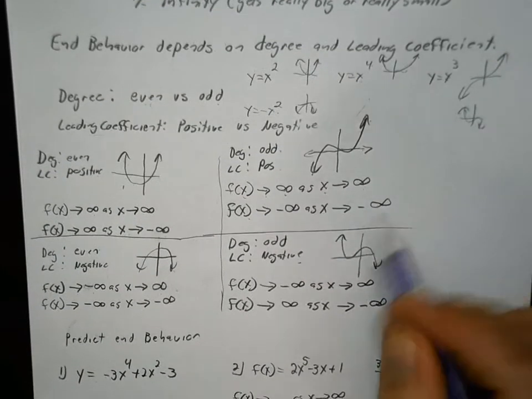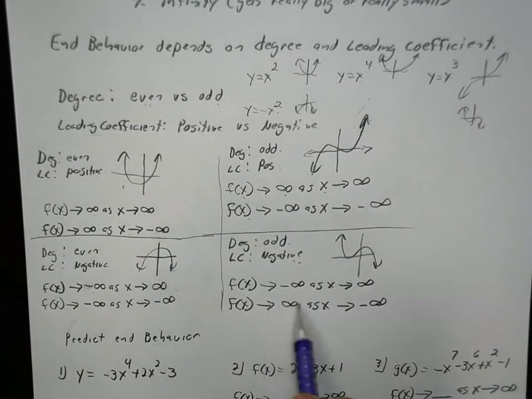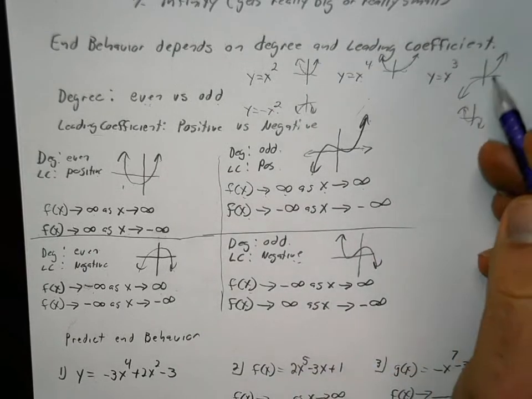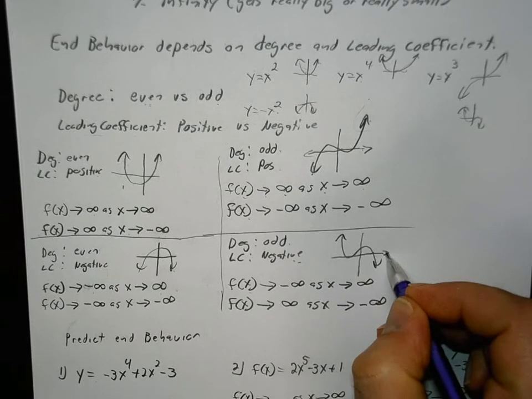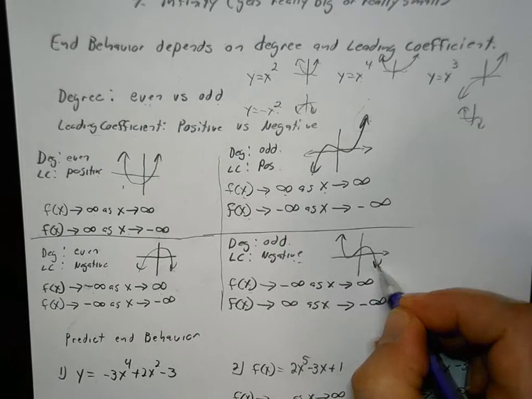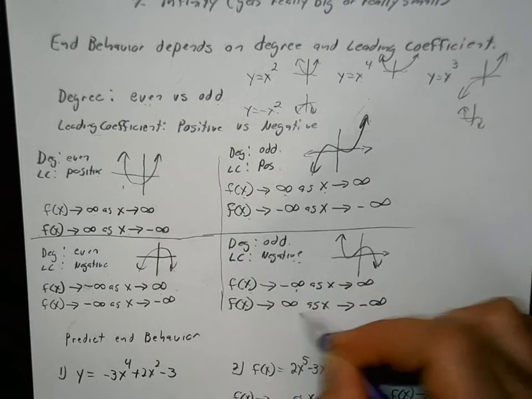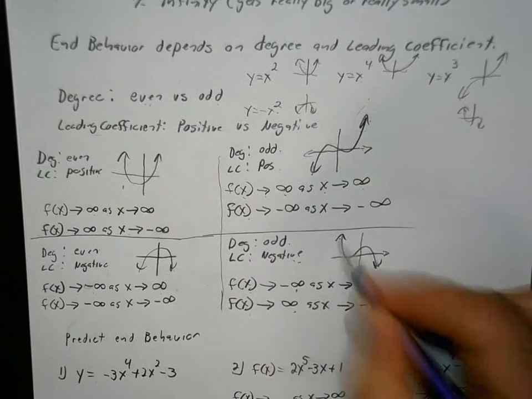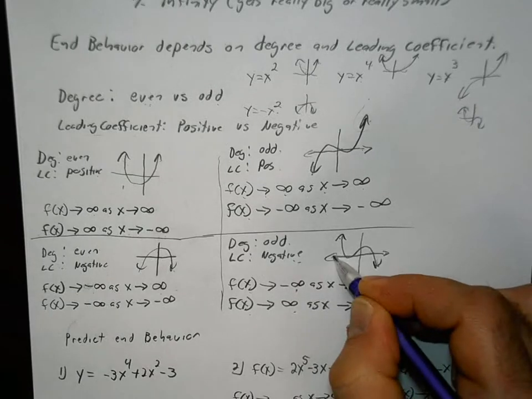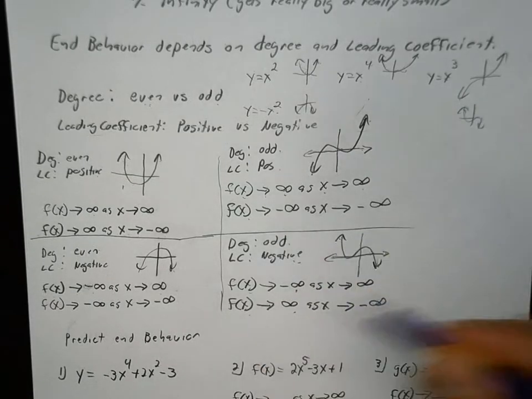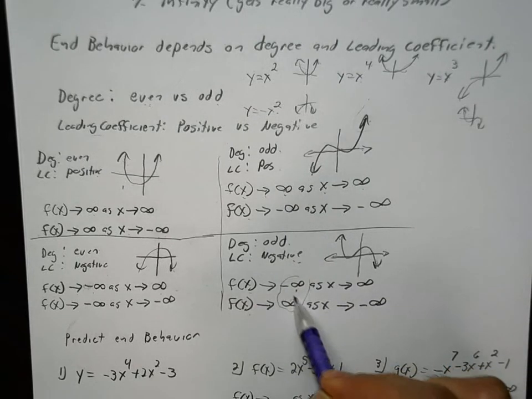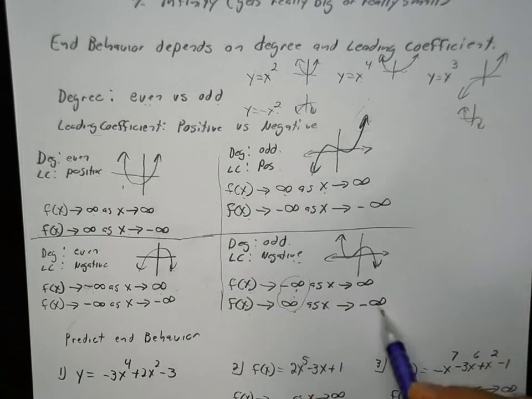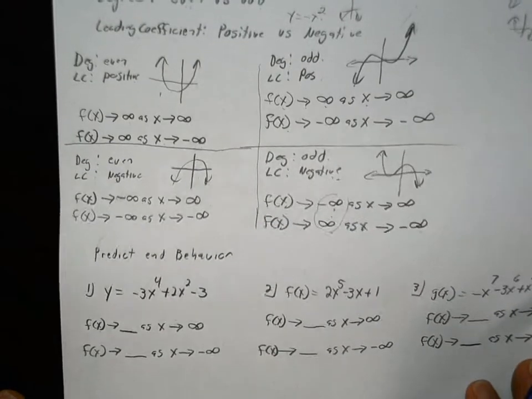Okay, and then an odd and a negative. My function approaches negative infinity because this one's flipped as x approaches infinity. So as x approaches infinity, my function decreases, approaches negative infinity. As x goes into the negatives, my function approaches infinity. It's a little confusing with the terminology, but basically we're trying to figure out what the function is doing as x approaches positive or negative infinity. Okay, so let's just do a couple quick examples here.